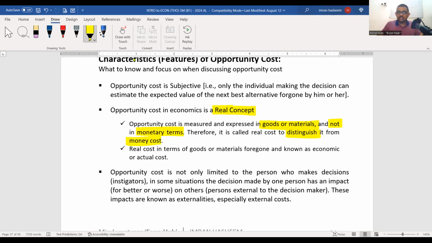A real cost in terms of goods, materials, foregone, and known as economic. Also, we sometimes call it simply opportunity cost, economic or actual cost. Opportunity cost is the actual cost. Get it? Because that is what you are giving up actually. Right. Good for you. Then jumping back to the slides.